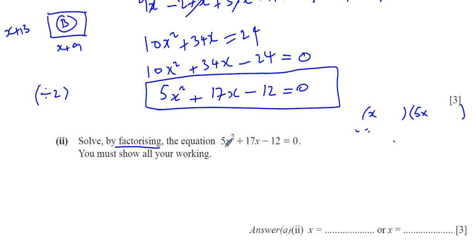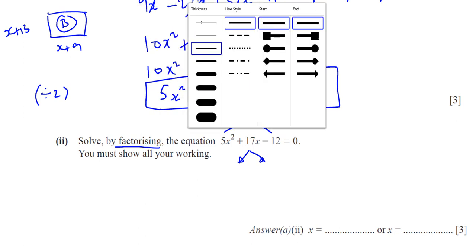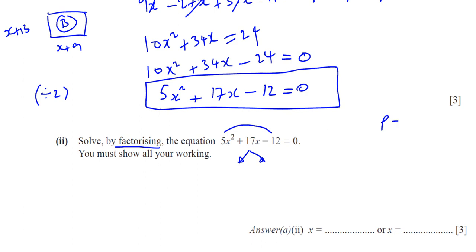That's fine, but when there are lots of different possibilities, I personally prefer to split up the middle term into 2 parts. The 2 parts must add up, of course, to 17x, because the expressions must be the same. But the product of these 2 numbers must be the same as 5 times minus 12, which is negative 60. So the product has to be negative 60, and the sum has to be positive 17.